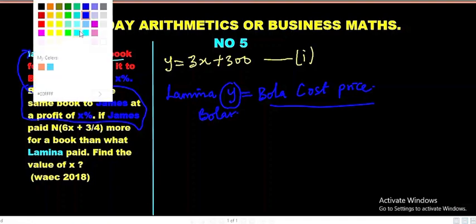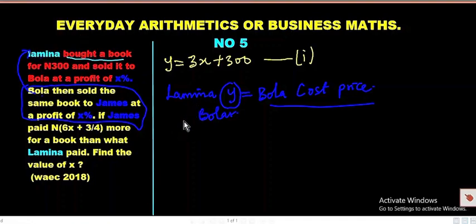Okay. So this is the same price. That means Bola also has to sell to make a profit of x, which is the same amount that Lamina made. So I'm going to say the profit that Bola made is x, right? Is equal to. Do I know the selling price of Bola? I do not know his selling price. So I'm going to just say selling price for Bola, okay?